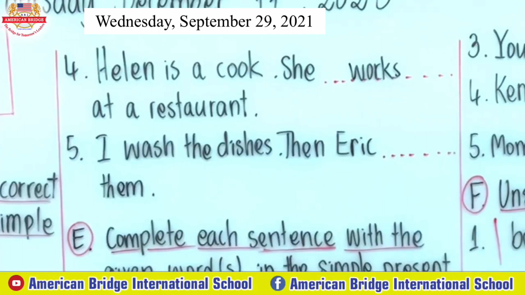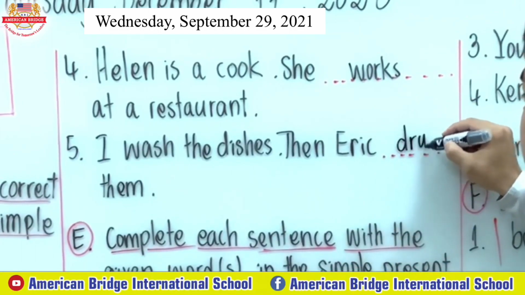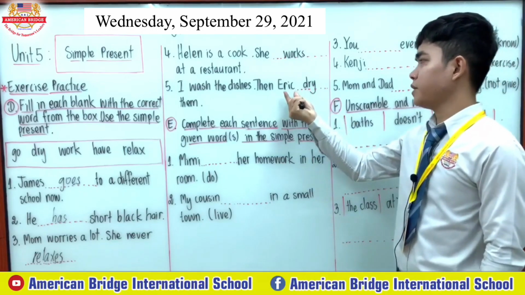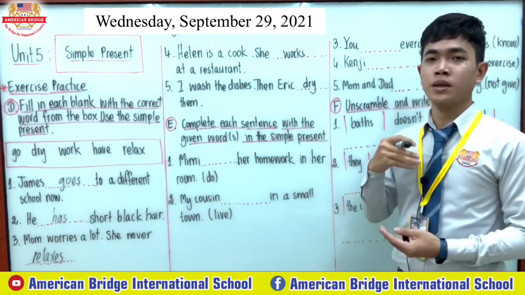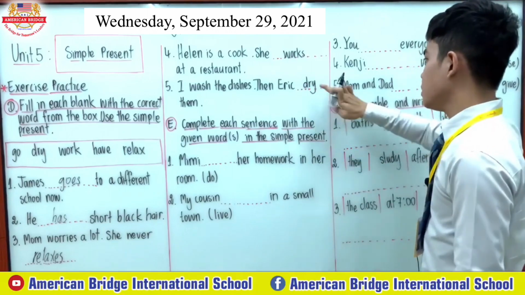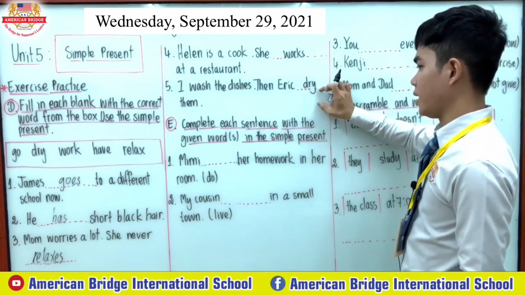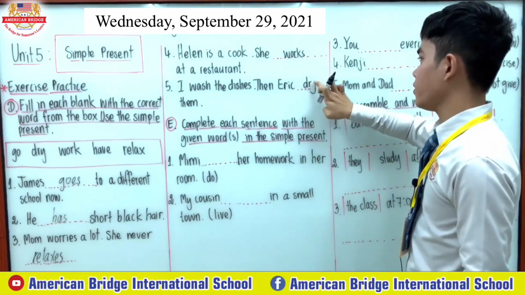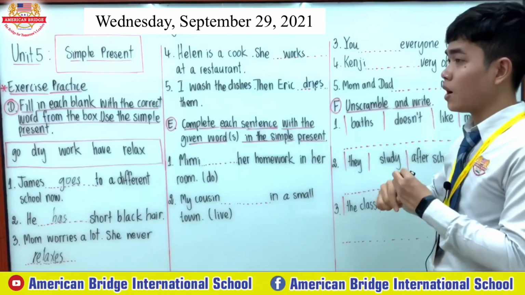Okay, number five, the last one: I wash the dishes. Then Eric, look at the word dry, everyone. Is it correct, guys? It's not correct, right? Look at our subject. We use the subject Eric. Eric is a third person singular subject, which represents he, right? So look at the word dry. It ended with y. It is a consonant plus y, right? So that's why you have to change y to ies. Very good.